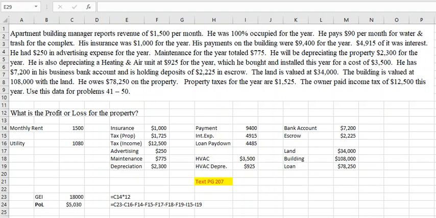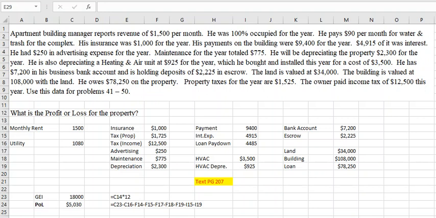There's also a capital expenditure for a heating and air unit that had a total cost of $3,500. Of that $3,500, $925 is going to be allocated for depreciation this year. There's a business bank account with a balance of $7,200, as well as an escrow account holding a deposit for $2,225. The land has a value of $34,000, with a total value for the property of $108,000.